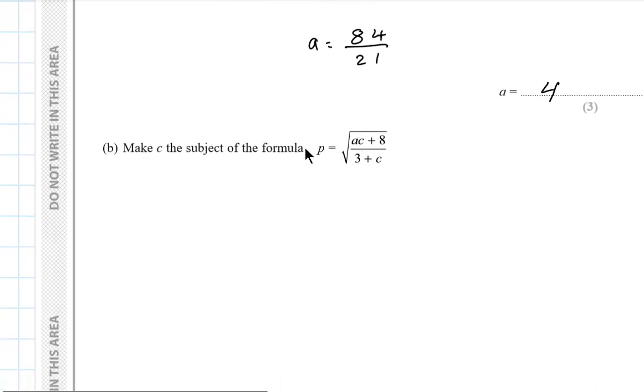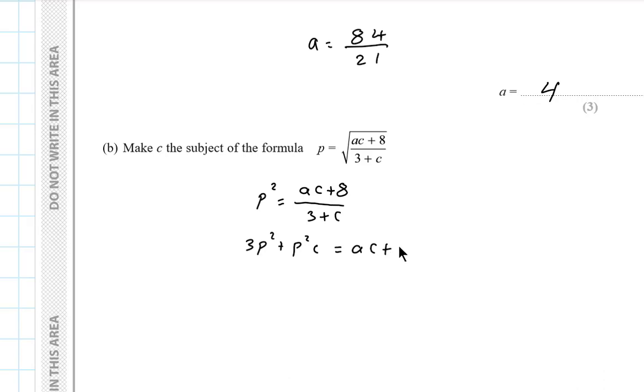B, make C the subject of the formula. Okay, very interesting question. First of all, square both sides. It will be p squared equals AC plus 8 divided by 3 plus C. Make cross multiplication. We have 3p squared plus p squared C, okay, equals AC plus 8.